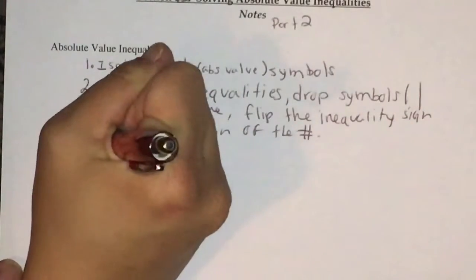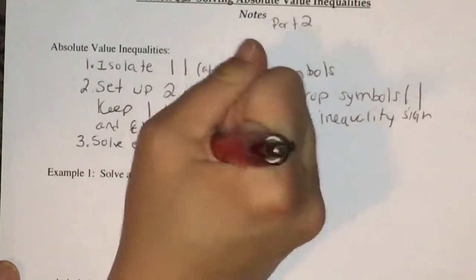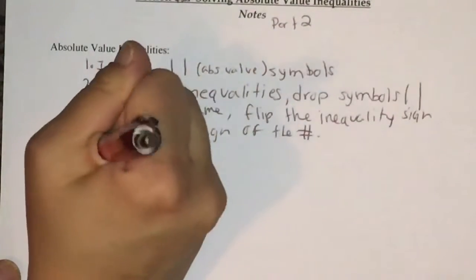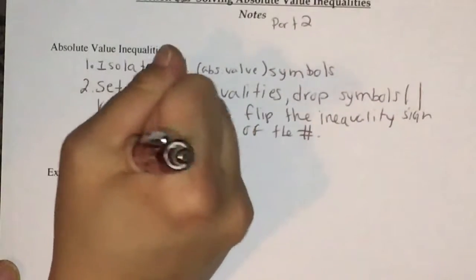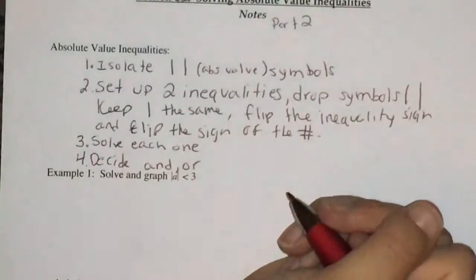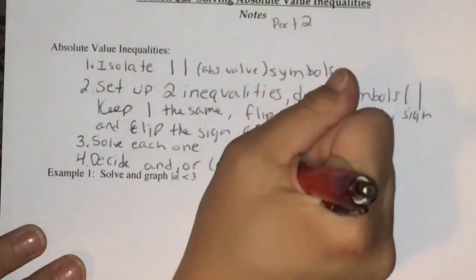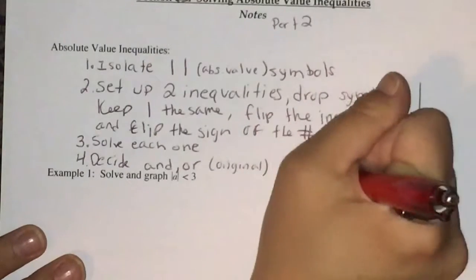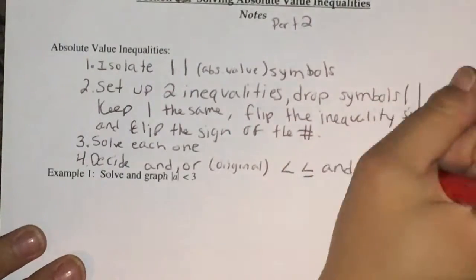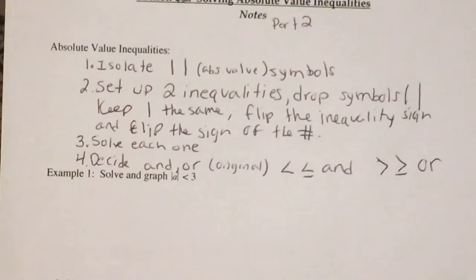Step 3, solve each one. And step 4 is decide if it's an and or an or. Okay, this is very important. And you go off of the original when you're doing this. If it's less than or equal to, it's going to be and. If it's greater than or equal to, it's going to be or. Let's go ahead and go through some examples here.